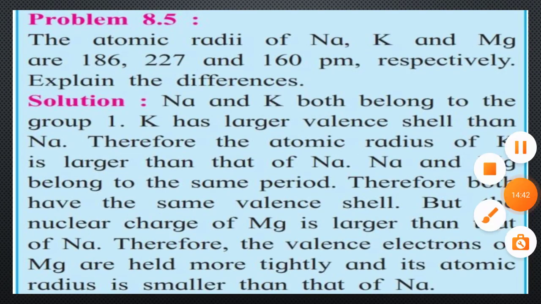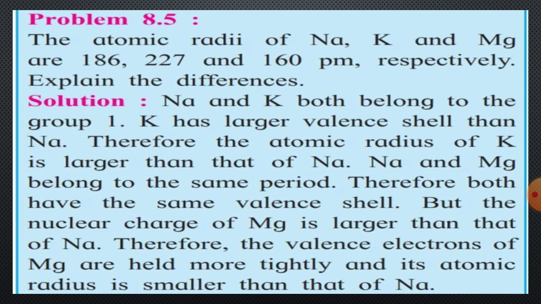Here is the next question, student. The atomic radii. What is atomic radii? The distance from the nucleus to the outermost shell. The atomic radii of sodium, potassium and magnesium are given, which is 186, 227 and 160. For sodium it is 186, for potassium it is 227, for magnesium it is 160.